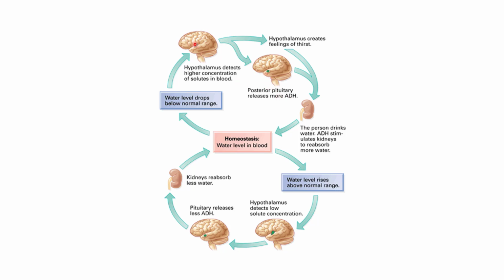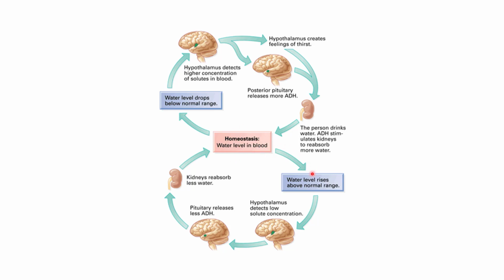The supraoptic neurons send action potentials, and then those axon terminals in the posterior pituitary release ADH into the blood. At the same time, it's going to cause you to feel thirsty. Your hypothalamus is what causes you to feel thirsty. You're going to drink more. Your kidneys, because of ADH, are going to reabsorb more water. Those things bring your water level back up.